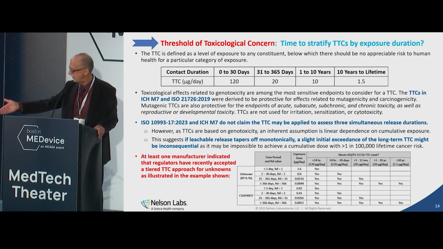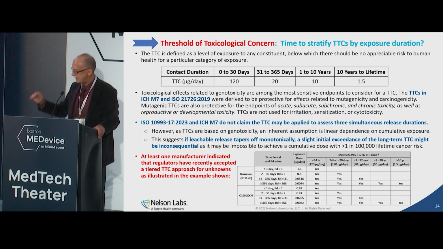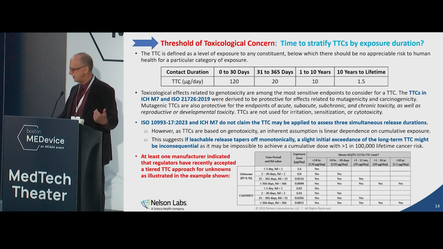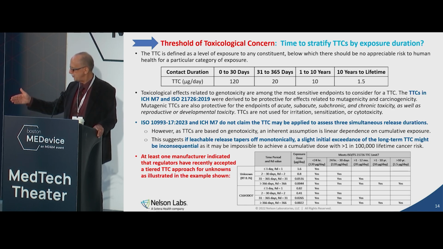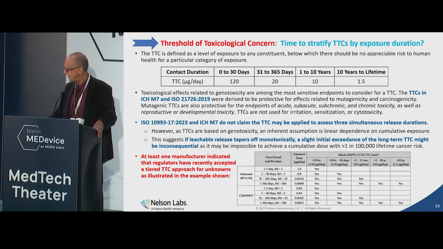As you can see, though, a value of 1.6 on the first unknown on the first row of that table, if you use that release duration principle, divided the 2-day exposure by 2, divided by the 31 to 365 exposure by 31, and so forth, you can see it would pass the 120, it would pass the one for less than 24 hours or up to 30 days, and then the 1 to 12 month TTC of 20, a little less stringent, it passes that when you divide it by 31. So you can see that this is a mitigation strategy, and some of our clients have said they have tried it.